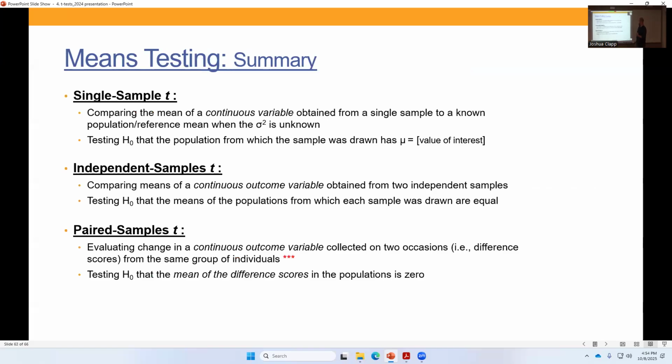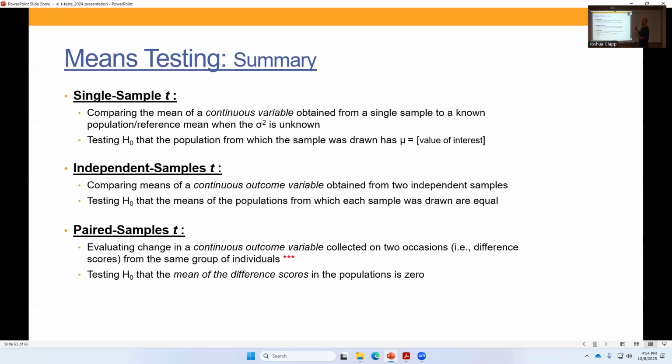All right. So just to summarize, our single sample t, here we're comparing the mean of a continuous variable obtained from a single sample to some known population or reference mean when the population variance is unknown. We're testing a null hypothesis that has some sort of population value, some reference point. So if you've just got one sample and you're testing against some reference point, either because it's a population value that you know, or it's just something relevant to what you're interested in, you're looking at your single sample t.